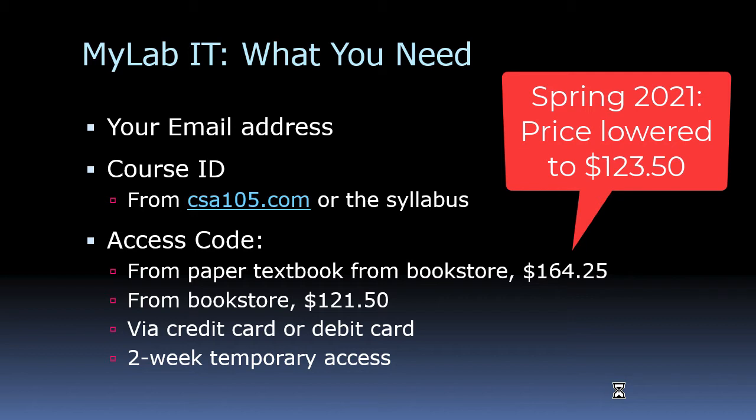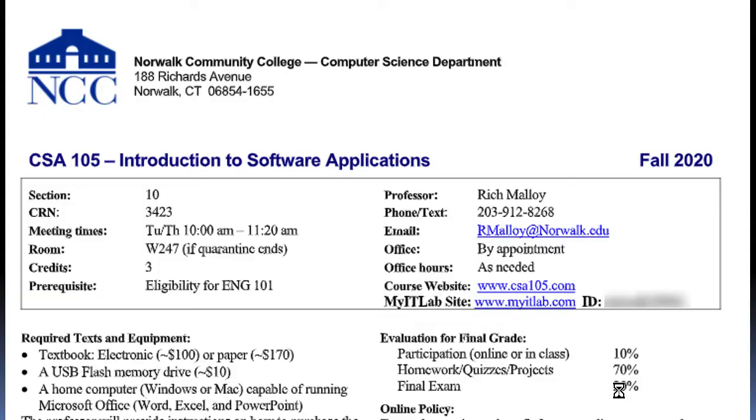There are four ways you can get an access code. Four ways: from the paper textbook that you bought, or from the bookstore, you could buy an access code there. Or you can, I'll show you how to do it right now, just use a credit card or a debit card to get it. And then if you don't have any money right now, you could get a temporary access, and I'll show you how to do that in just a second here.